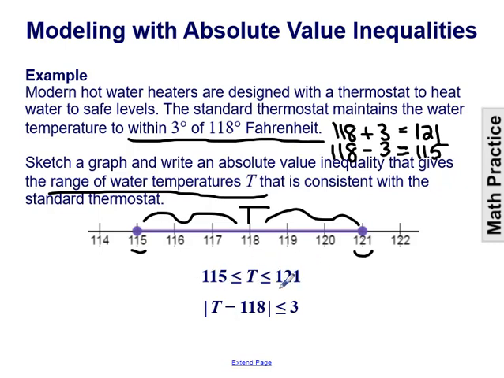This is an AND inequality with a center at 118 and a distance of 3. If it's an AND, we can rewrite it as the absolute value of T minus 118 is less than or equal to 3.